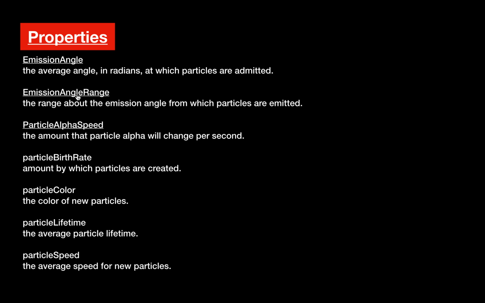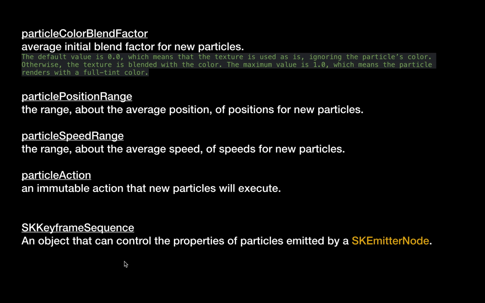What is the emission angle? Emission angle is the average angle in radians at which the particles are emitted. Emission angle range is a range about the emission angle from which particles are emitted. Particle alpha speed is the amount that the particle alpha will change per second. Particle birth rate is the rate at which particles are created. Particle color is the color of new particles. Particle lifetime is the average particle lifetime. Particle speed is the average speed of a new particle.